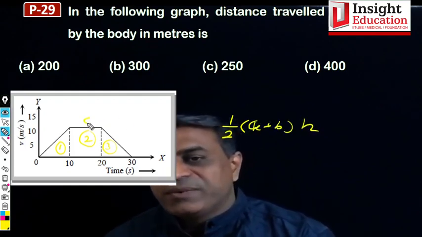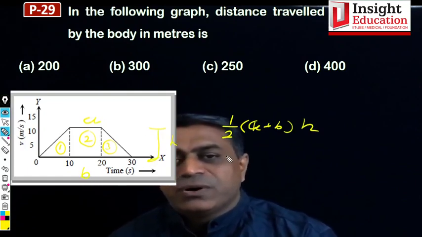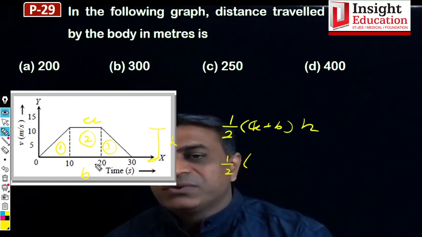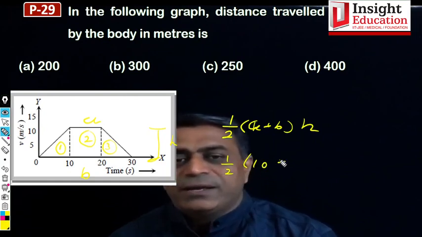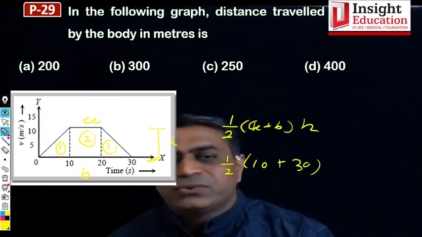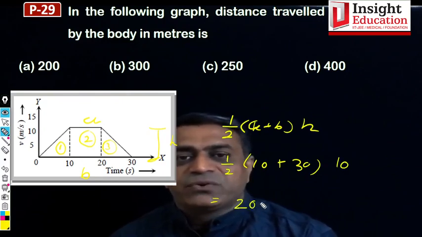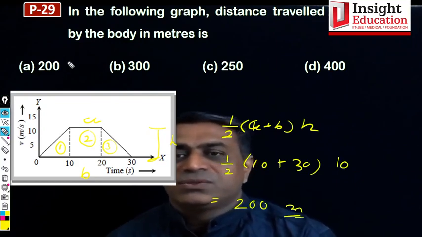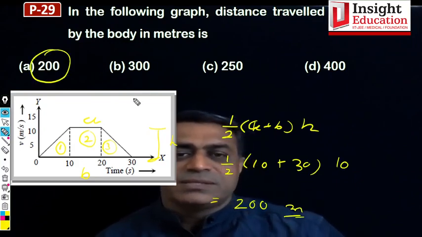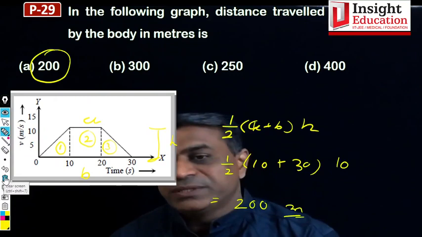So 1/2, A is equal to 20 minus 10, which is 10. B is equal to 30, and H is equal to 10. So 40 by 2 is 20, into 10 is 200. So the distance is 200. The answer is A. Here you can use the equation of the trapezium, 1/2 (A plus B) H, and easily do it.